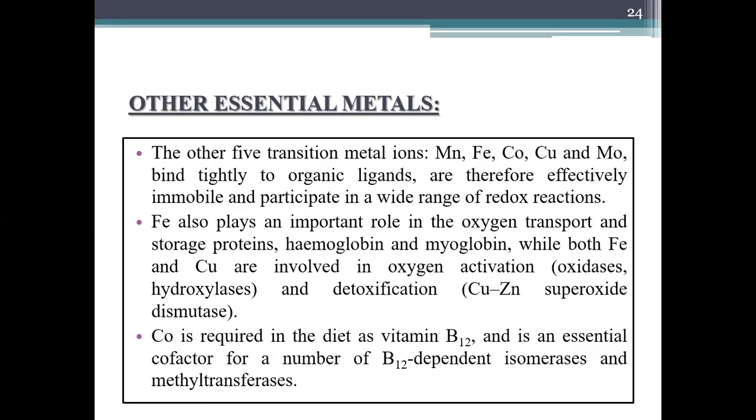The other 5 transition metal ions, manganese, iron, cobalt, copper, and molybdenum, bind tightly to organic ligands, are therefore effectively immobile, and participate in a wide range of redox reactions. Iron also plays an important role in the oxygen transport and storage proteins hemoglobin and myoglobin, while both iron and copper are involved in oxygen activation and detoxification. Cobalt is required in the diet as vitamin B12 and is an essential cofactor for a number of B12-dependent isomerases and methyltransferases.